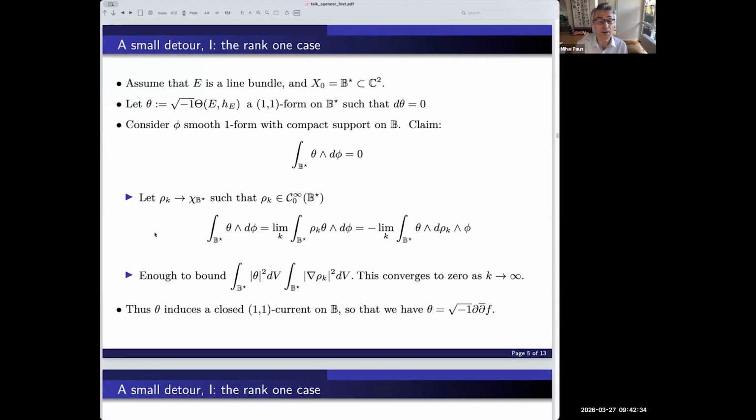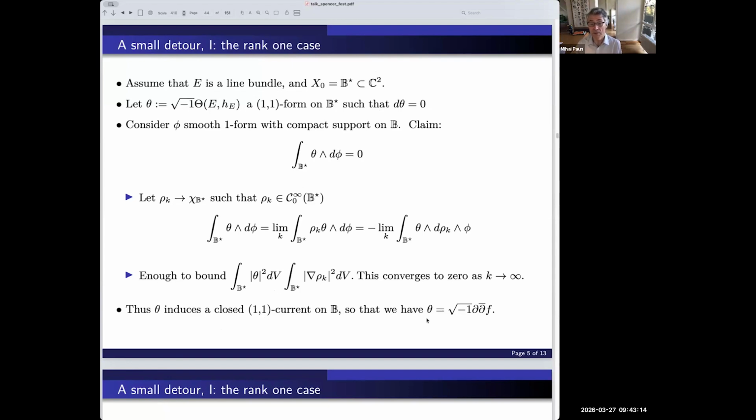So now what's the upshot here? The upshot is that this form theta induces a current on the ball, which moreover is closed, right? Like I said, we have theta acting on forms of complementary degree, which is again (1,1), because here it's C^2. But when you have theta acting on the differential of some 1-form, then this is 0. This is what it means for it to be closed. So theta is like a generalized version of a closed (1,1)-form on B.